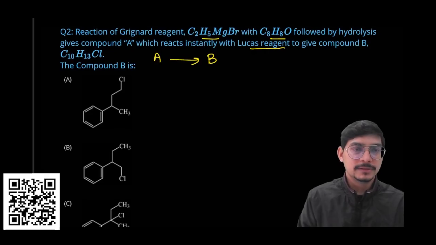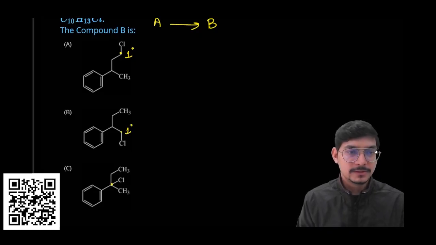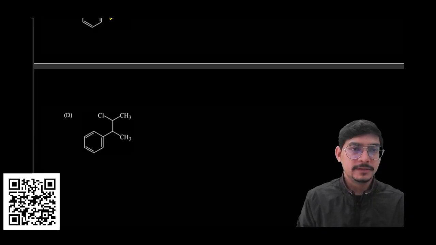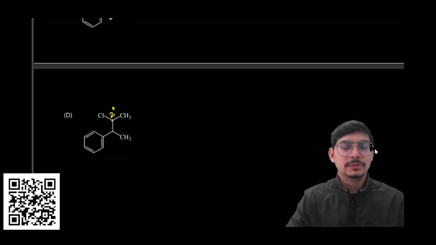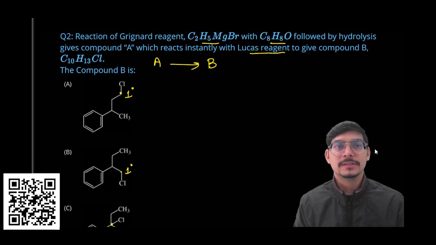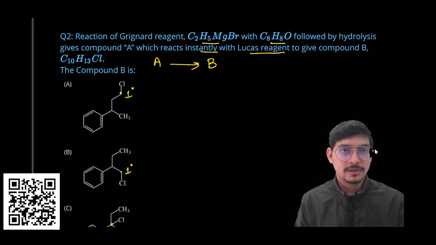We can see that this is a primary alkyl chloride. This is also a primary alkyl chloride, CH2Cl. This is a tertiary alkyl chloride, and this is a secondary alkyl chloride. So these alkyl chlorides are formed in the Lucas test, which is a test used to distinguish among primary, secondary, and tertiary alcohols. Because compound A reacts instantly with Lucas reagent, compound A should be a tertiary alcohol or an alcohol that gives a very stable carbocation.